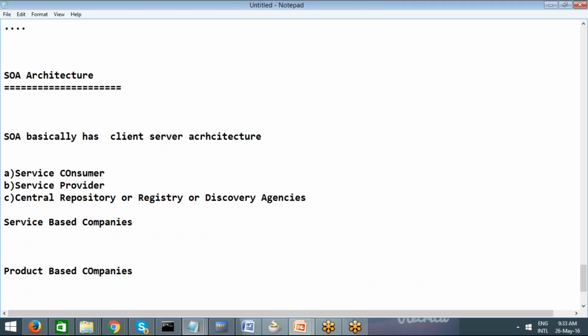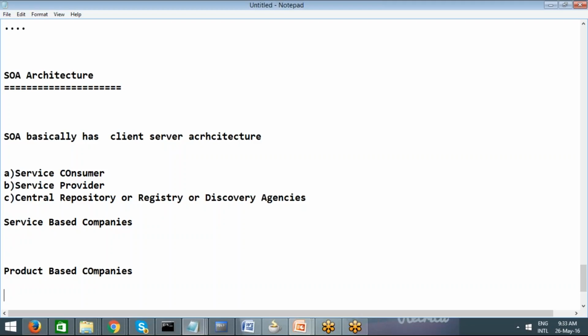I hope you understand the difference between service-based companies and product-based companies. Now, Oracle SOA is used for integration, or we can say SOA itself is a solution which makes two or more systems talk to each other. That's right. So we have got service consumer, we have got service provider. These two parties will always be there.